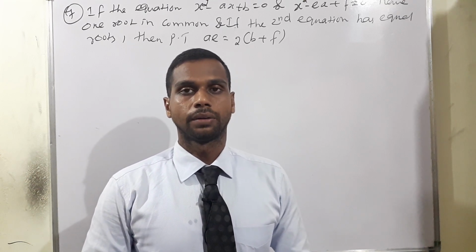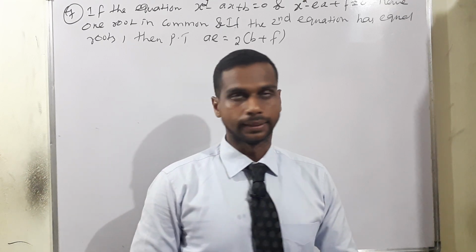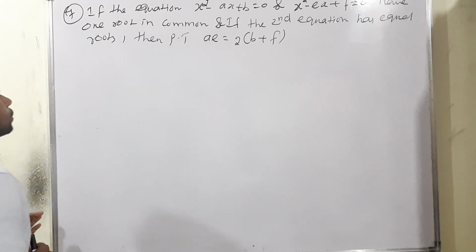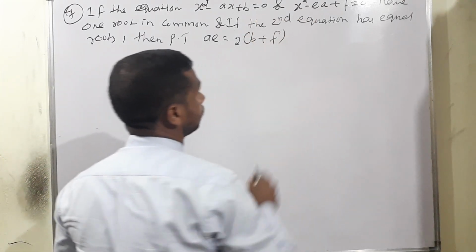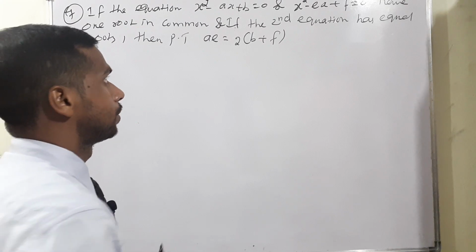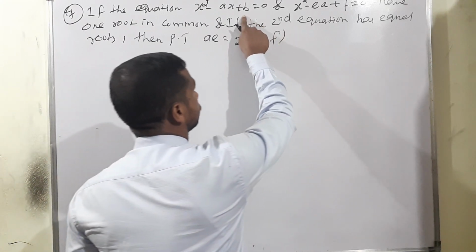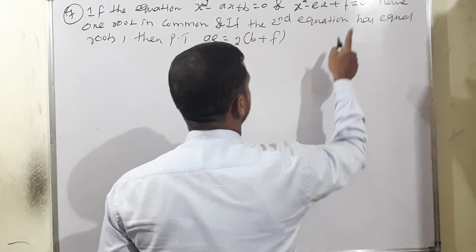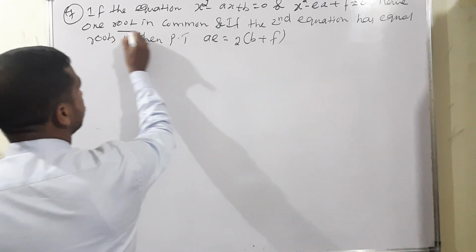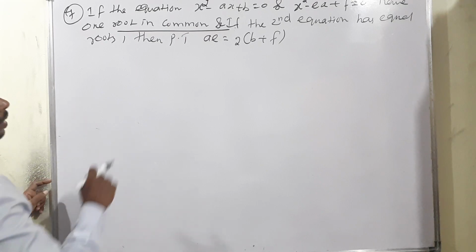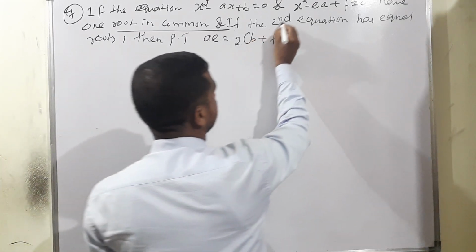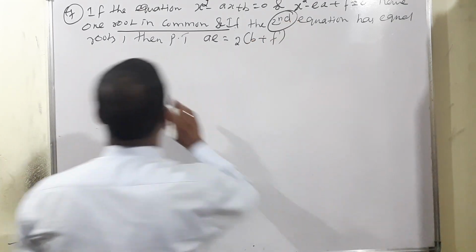In this conversation, we are moving to the continuation of the exercise. So exercise 2.4, question number 7. The question: the equations x square minus ax plus b is equal to 0 and x square minus ex plus f is equal to 0 are given. The first equation and the second equation have one root in common. Another condition is that the second equation has equal roots.